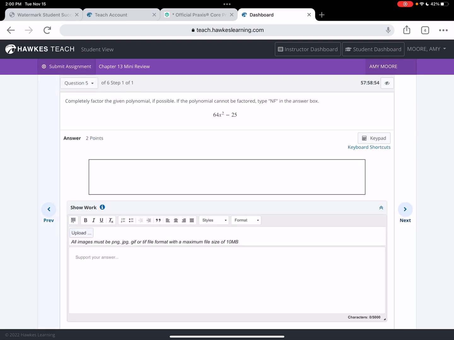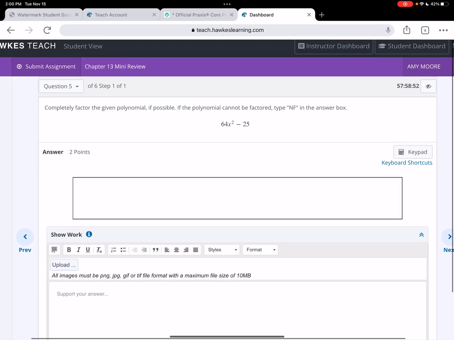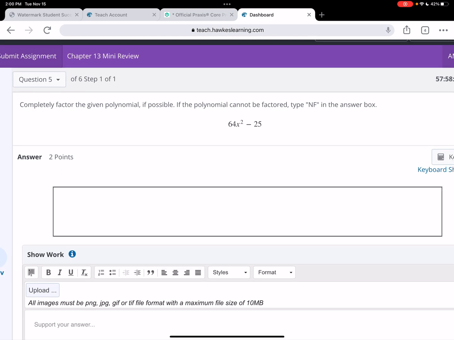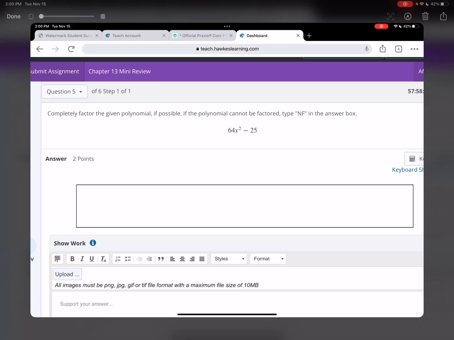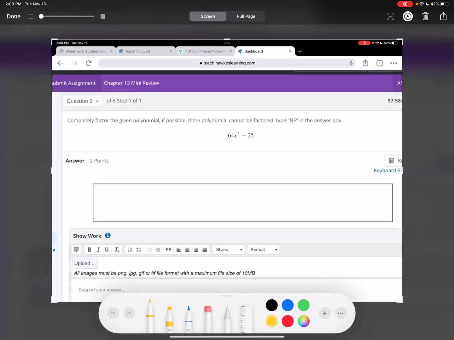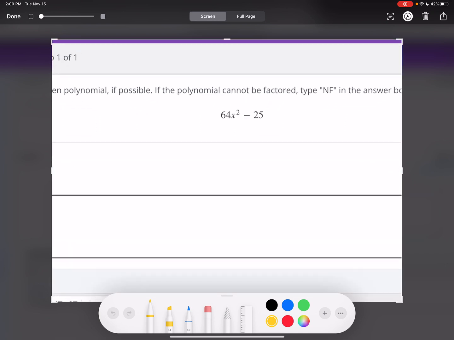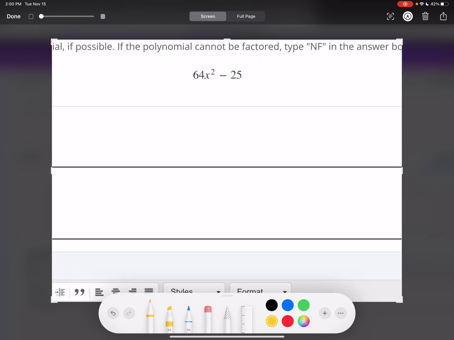All right, the next one, number 5, again, that's show your work, ignore. It says completely factor the given polynomial if possible. If the polynomial cannot be factored, type in F in the answer box. Okay, so here I've got something slightly different. I'm still factoring, but I'm not going to go through rainbow because we have a shortcut, a special case. This was out of 13.4.